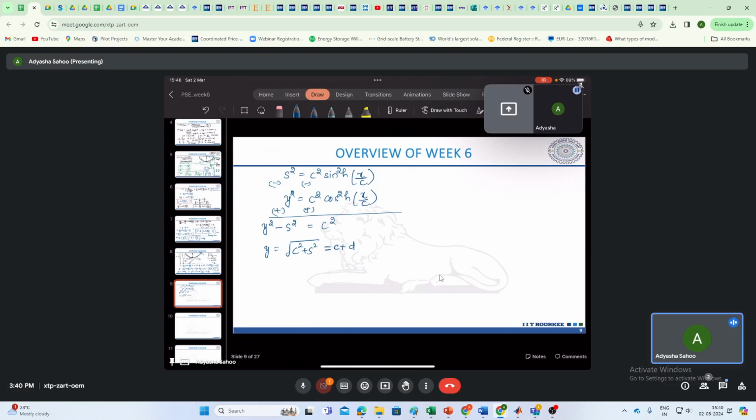So from here I can get the relation between them. Basically if I square both sides, c square plus d square plus 2cd. So c square is gone. So s square minus d square by 2d is c.